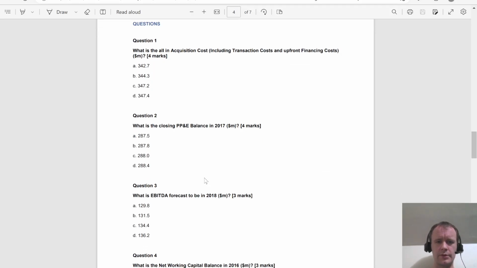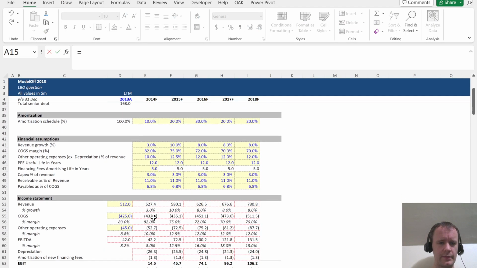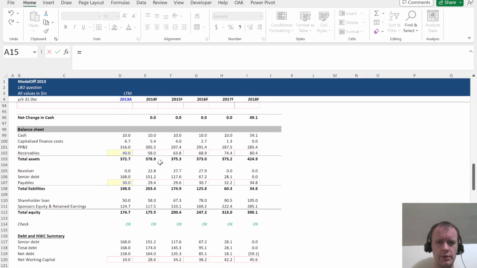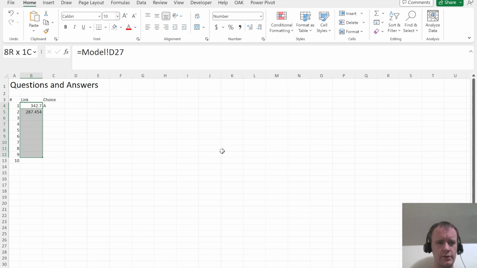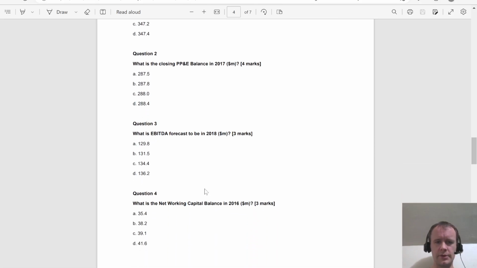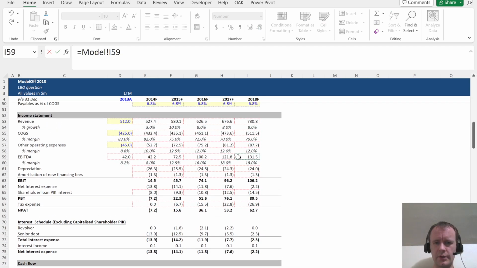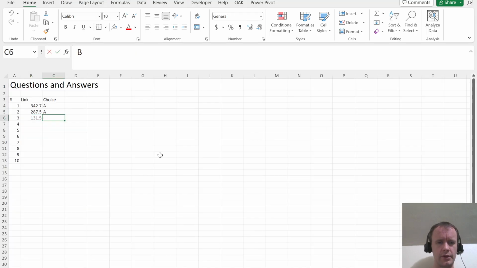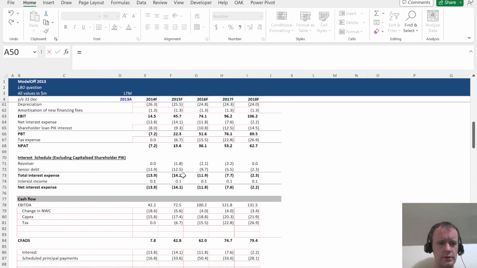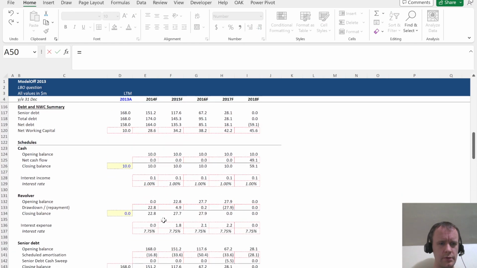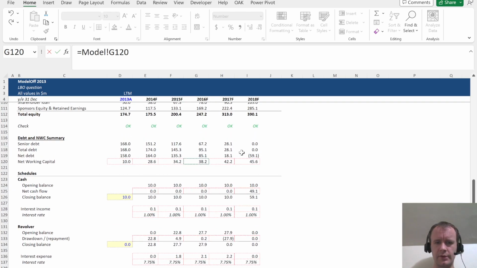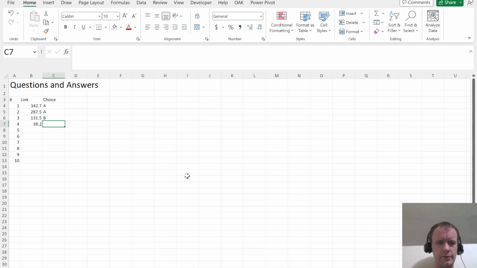Okay, next, what is the closing PP&E balance in 17? PP&E 17, 287.5. Let's copy that format down so I don't have to keep faffing with formatting. And that's A again. What is the EBITDA forecast for 2018? Back up to the income statement. EBITDA 2018 131.5. That's B. Happy days. 4. Net working capital balance in 2016. Down below here, where is that net working capital? Here it is. In 2016, 38.2. That's B.